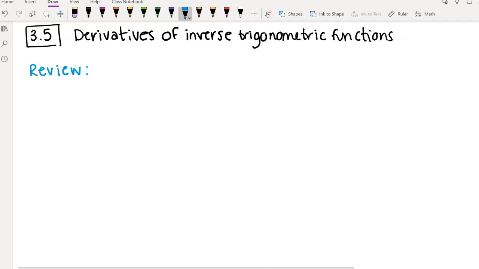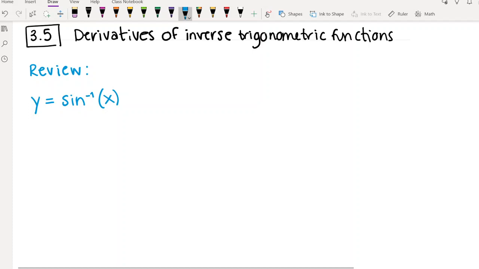So basically, when I say inverse trigonometric functions, we're talking about things like y is equal to inverse sine of x. So I'm not talking about the reciprocal trig functions. That would be things like 1 over sine, 1 over cosine, 1 over tangent. The inverse trig functions are very different from the reciprocal trig functions.